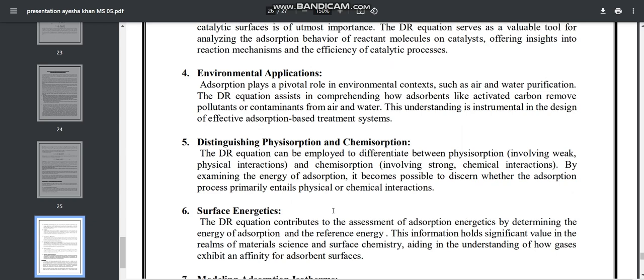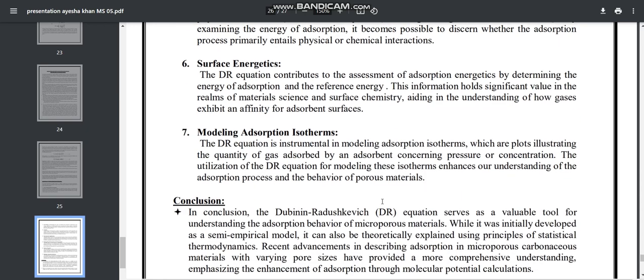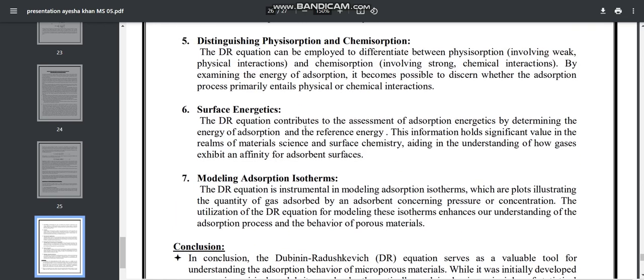The fifth is distinguishing between physisorption and chemisorption. Like BET, it is also used for the distinction of physisorption and chemisorption. The DR equation can be employed by examining the energy of adsorption. It becomes possible to discern whether the adsorption is physical or chemical. Then, surface energetics. The DR equation contributes to the assessment of adsorption energetics by determining the energy of adsorption and the reference energy. This information holds significant value in the realm of materials science and surface chemistry.